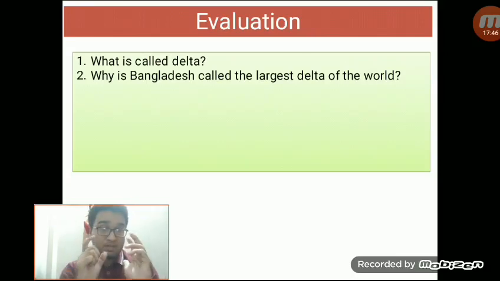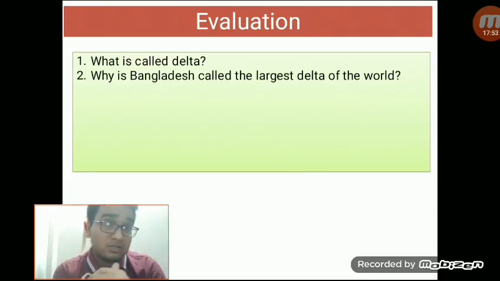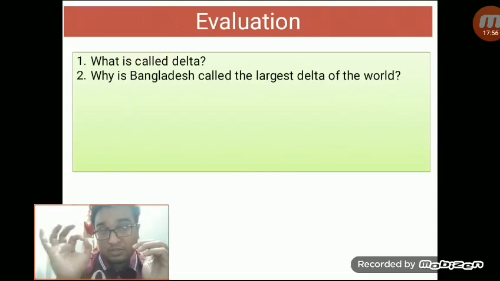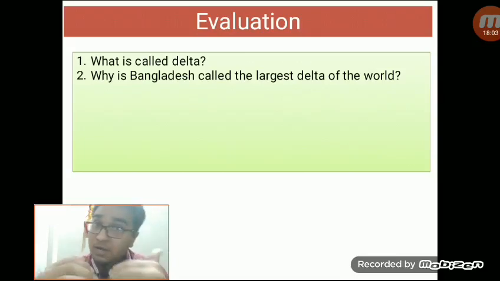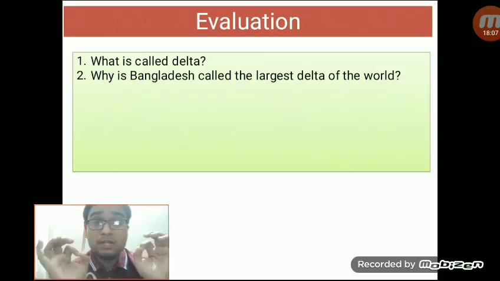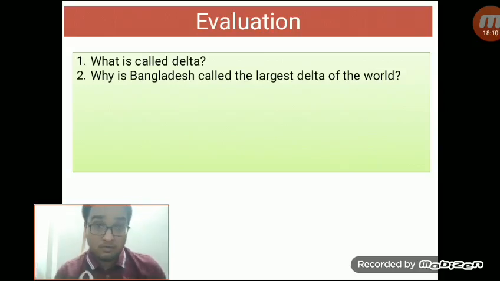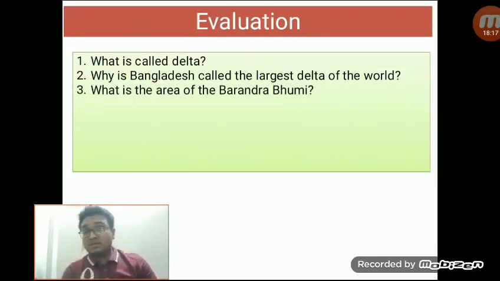You know, we have two Himalayan rivers. One is the Ganges and one is the Brahmaputra, and these two rivers carry more sediments than most other rivers of the world. And it is said that the soil of Bangladesh is made by the sediment of these two rivers. So that is why Bangladesh is called the largest delta of the world. Number 3, what is the area of the Barendra Bhumi? The area of the Barendra Bhumi is 9,320 square kilometers.